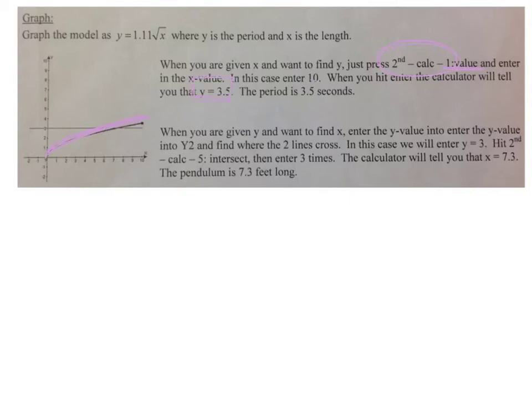So it's kind of a cheater method, but that's okay. You can use your calculator. So that's right over here, 10, 3.5 up here, this point. Use blue. There we go, right there.